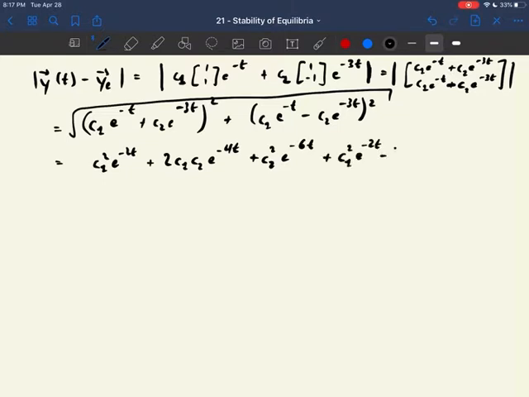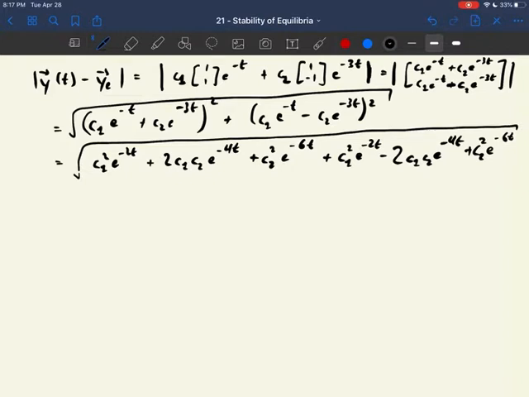So we've got a little bit of algebra to do here. We're going to have to multiply this out. C1 squared e to the minus 2t plus 2c1 c2 e to the minus 4t plus c2 squared e to the minus 6t, plus c1 squared e to the minus 2t minus 2c1 c2 e to the minus 4t plus c2 squared e to the minus 6t.